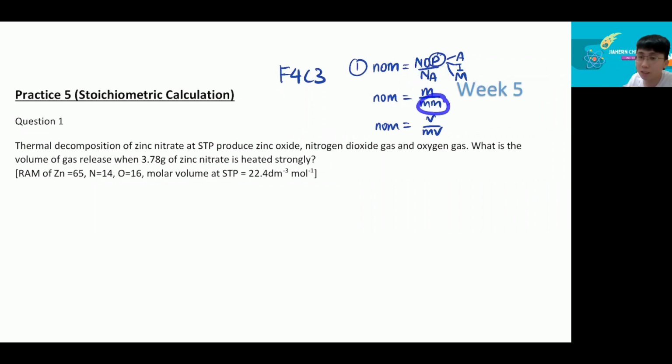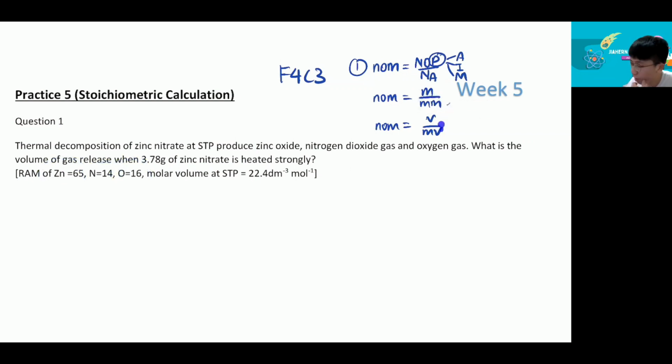Then molar mass, if you do not know what this is, molar mass can be known as your relative atomic mass, so we call it RAM. What is relative atomic mass? When you check your periodic table, each atom has its own mass. Let's say for carbon it's 12, for oxygen it's 16. All these things are again given by the question. So you see, the RAM of zinc is 65, N is 14, O is 16. So molar mass should always be provided by the question also.